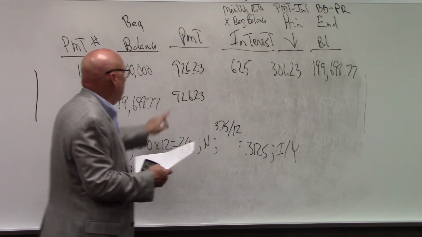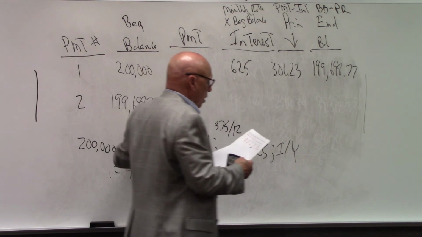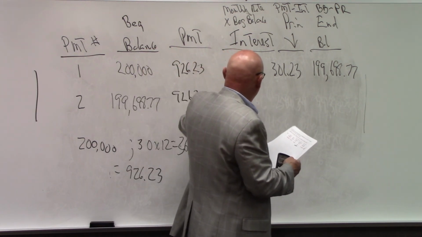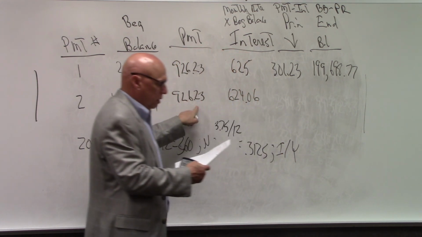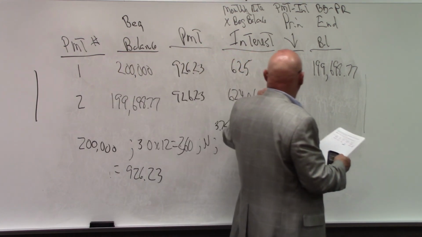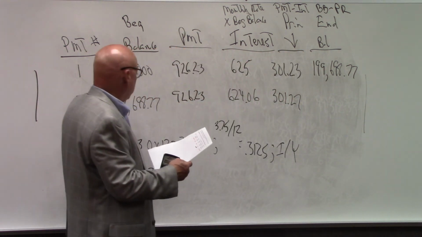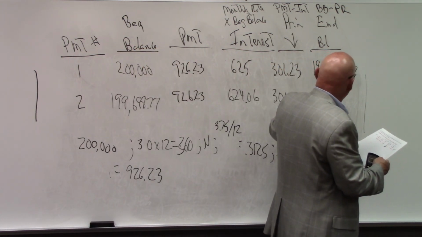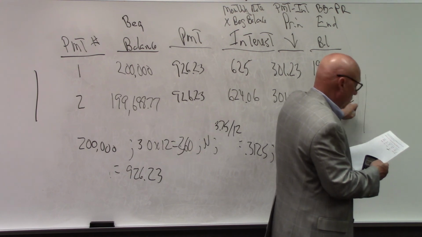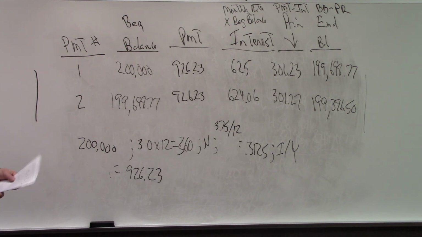199,698.77. Okay. Then we're going to multiply that times 0.003125. And we get interest of 624.06. Subtract that from our payment, and we get a principal reduction of 301.27. Subtract our principal reduction from our beginning balance, and we get 199,396.5, our ending balance. Okay? There you go.